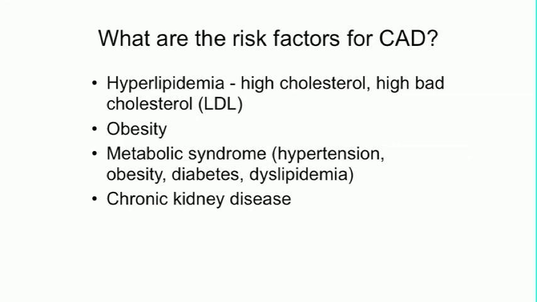You may hear of that name. Metabolic syndrome is when you have insulin resistance, which leads to diabetes, you're overweight, you have high blood pressure, and you have dyslipidemia, meaning you have an elevated cholesterol and a low good cholesterol. So if you have those symptoms combined, you're at particularly higher risk of having coronary artery disease. And the last is chronic kidney disease. If you have renal failure, you are at much higher risk of developing coronary disease.